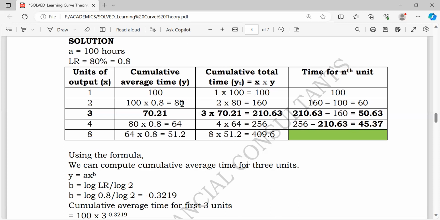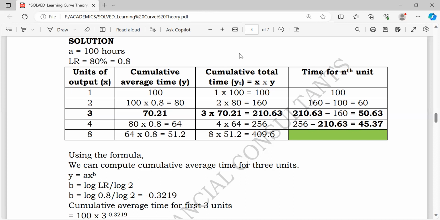Just like that. Okay, when 2 units double, you get 4 units. So previously you had 80, you multiply by the learning rate again, and you have 64. And then when 4 units double, they double to 8. So you take 64, multiply by 0.8, which is the learning rate, and you have 51.2. So that's how we apply it. Of course, we did not use the formula, we just used the normal principle since units are doubling here.